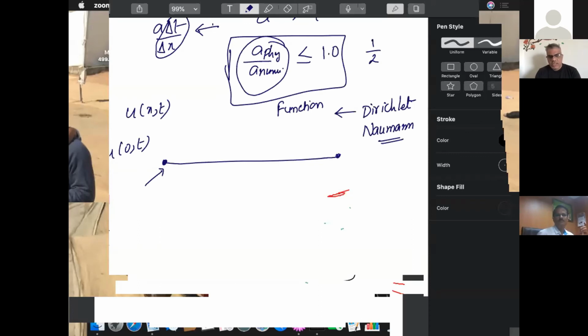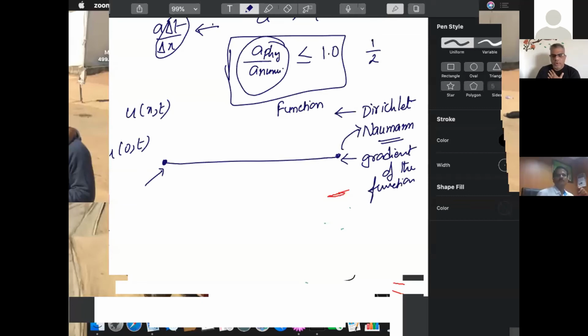The other way around, you can say that I don't know the function, but I know how the derivative or the gradient of the function behaves. So you can prescribe the gradient of the function here. Then they come into the category of what are called Neumann conditions. The other way around, we have what are called characteristics. Maybe the spelling may be wrong, sorry for that. Characteristics based boundary conditions.